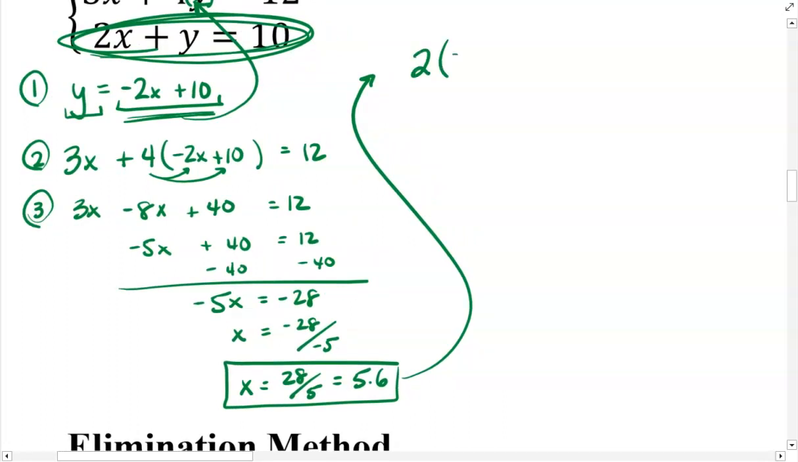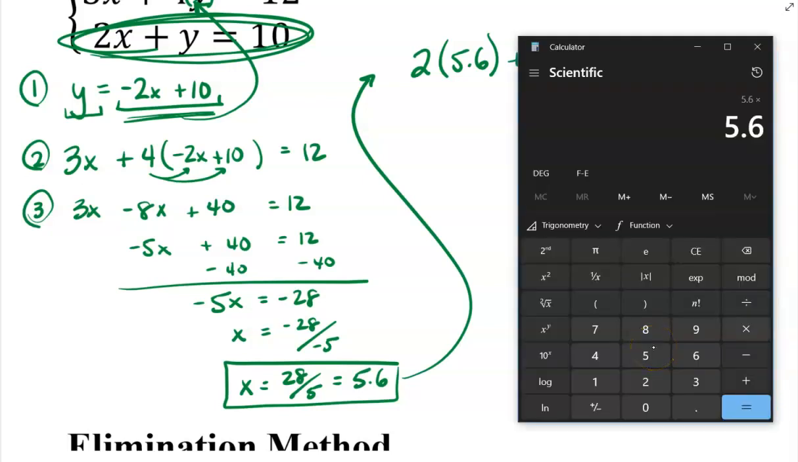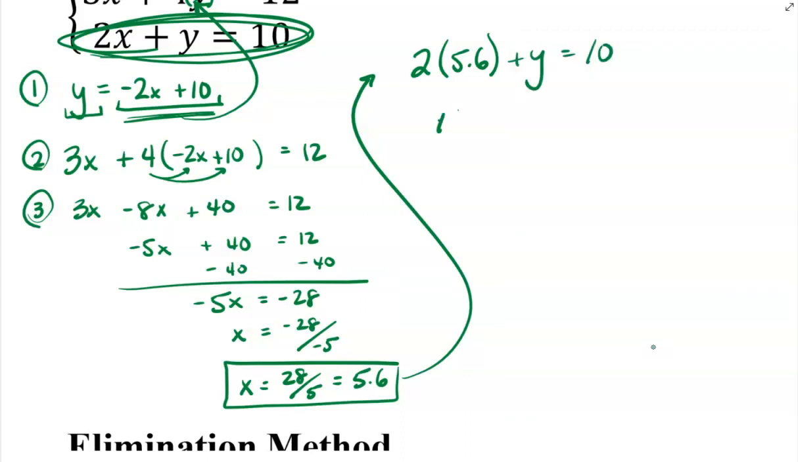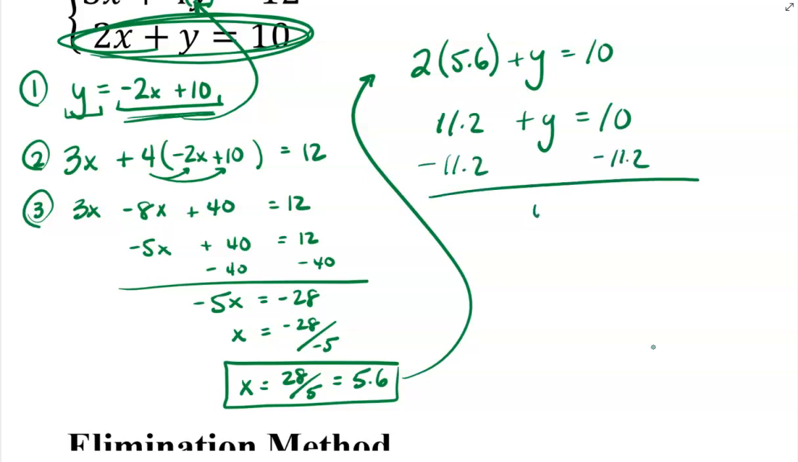So if I write 2 times 5.6 plus y equals 10, then whatever 2 times 5.6 is, I'll need a calculator for that. So 5.6 times 2 ends up being 11.2. 11.2 plus y is equal to 10. So now we can subtract 11.2 from both sides, and we've got y by itself, which is negative 1.2.